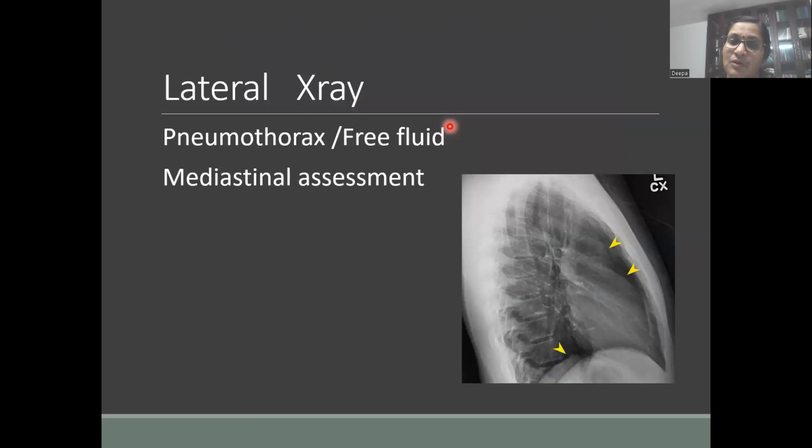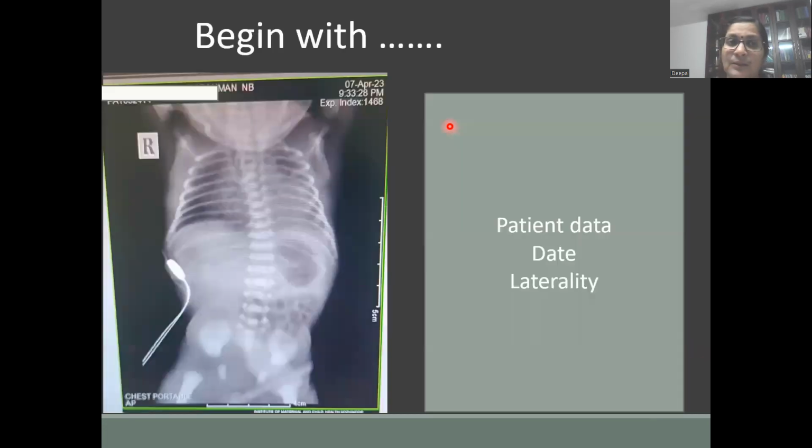Having talked about the APV, we do infrequently perform lateral X-rays as well. The indication for lateral X-rays would be if you have a small air collection, if you want to find out a small pneumothorax, or you have pleural free fluid in a small amount, then you probably resort to lateral X-rays, and rarely for the assessment of the mediastinal mass as well.